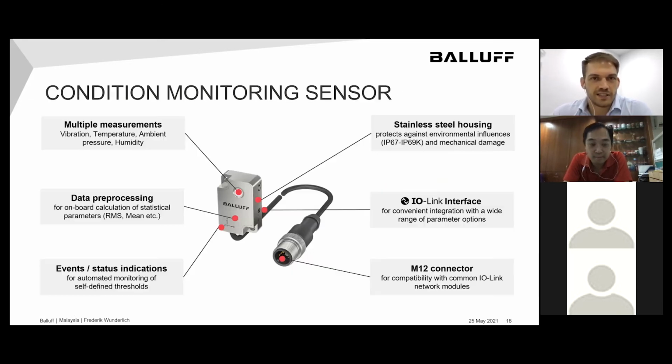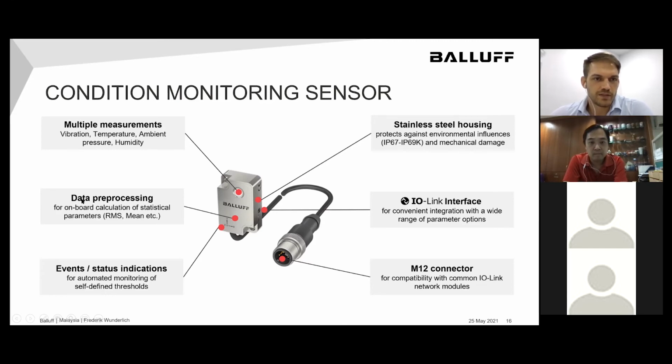So just quickly on this sensor. The sensor looks like this. In this housing, there's actually multiple sensors installed. It's a vibration sensor, temperature sensor, ambient pressure, and humidity sensor, all included in this one housing, as well as a little microchip.